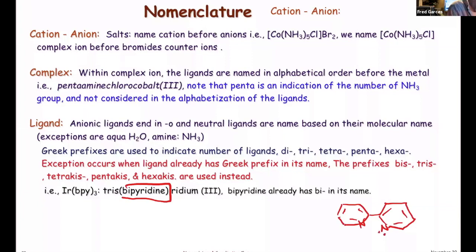And these are the lone pairs that can attack the metal. Okay, so it's called bipyridine, but you can see right here, it's already got a bi within the name. So if you've got three of these in the compound, you can't use tri-bipyridine. Okay, you have to use the secondary nomenclature, and the secondary nomenclature is tris for tri, bis for bi, tetrakis for tetra. Okay, so I just want to make sure that you understand that.